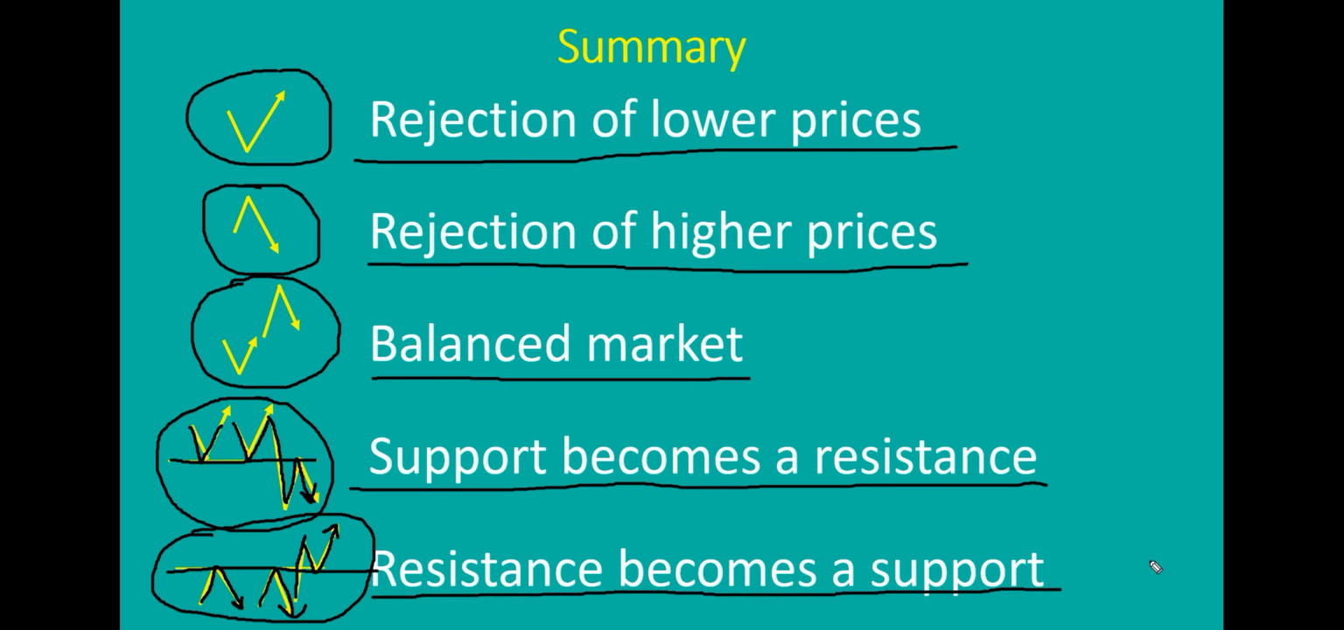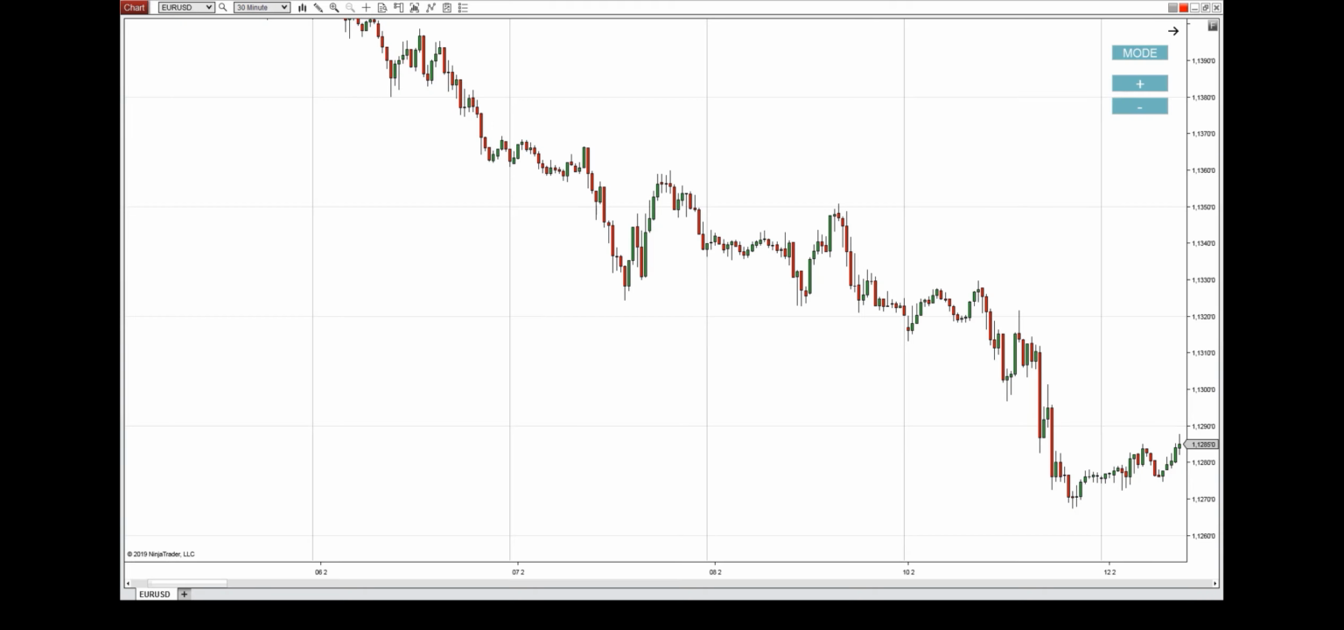So those are basically the 5 formations of the rejections which I look for in my price action analysis. Alright, so that's for the theory, and let's now have a look at the charts. Let's have a look how to use those in real trading, and how to implement the rejections into real charts. This is the Euro-Dollar 30-minute chart, so let's start with this one.